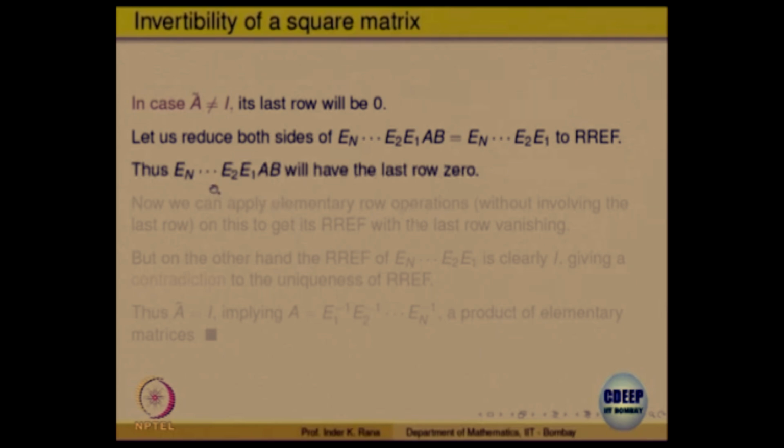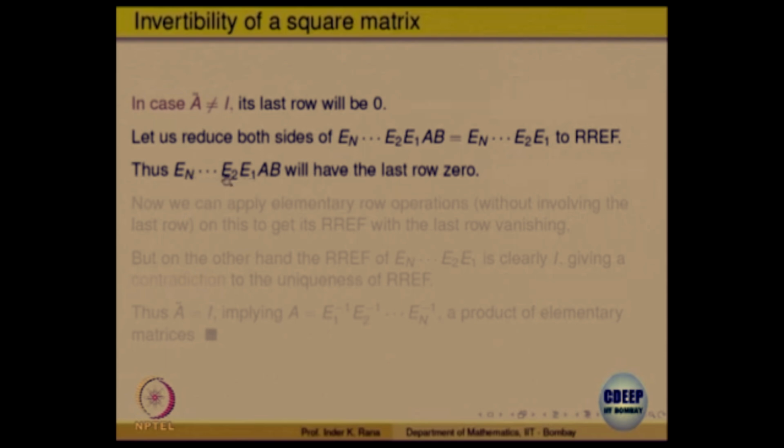So let us reduce both sides to reduced row echelon form. What will happen to the reduced row echelon form of this product? The last row of this matrix En to E1 times A, that is A tilde, is equal to 0. So that will stay as 0, right? If a matrix has a bottom row 0 in the reduced row echelon form, that 0 row cannot suddenly become non-zero. The non-zero row has to be at the top. So we will have the last row as 0, because the last row was 0 on this left side. Is that okay?